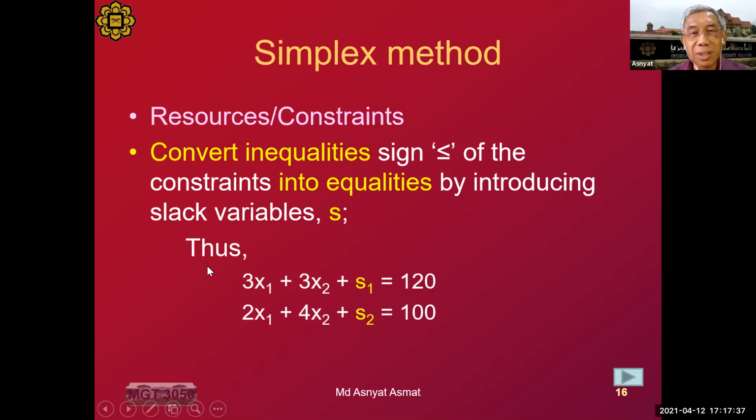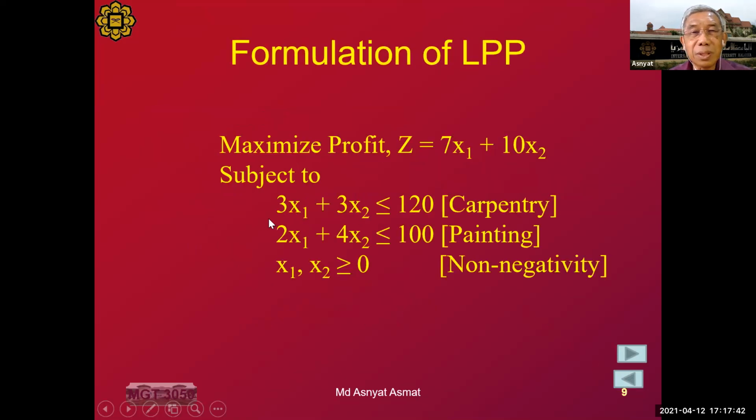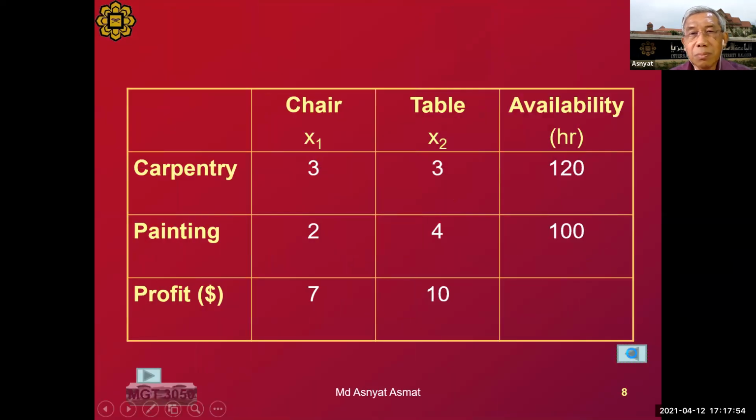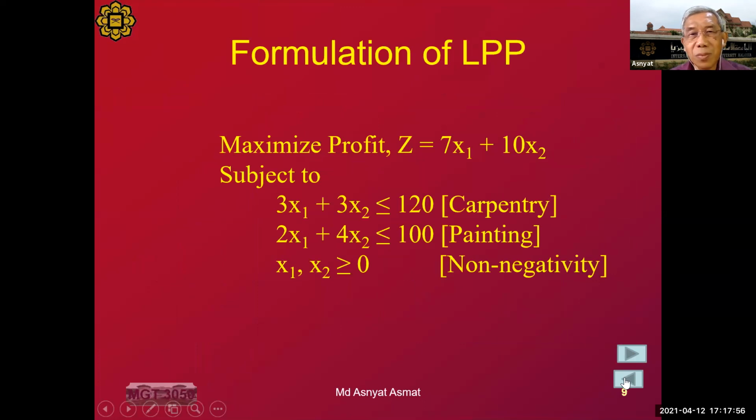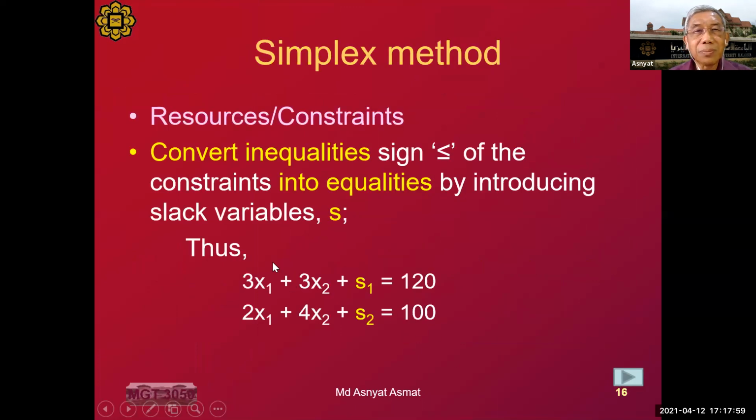And then the constraint equation, 3x1 plus 3x2, which initially was less or equal to 120, will become 3x1 plus 3x2 plus S1 equals 120. Let's say S1 refers to the slack for the first constraint.